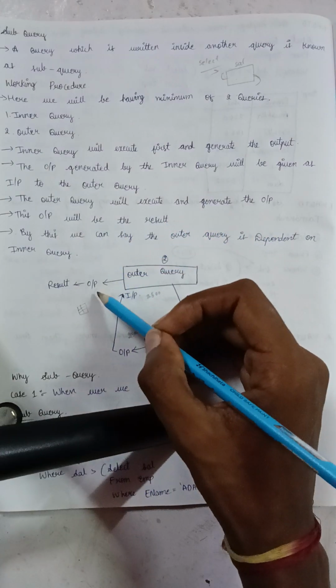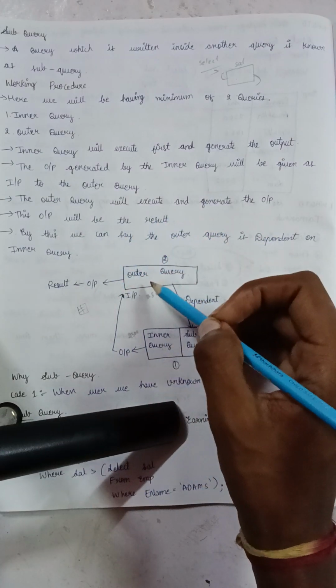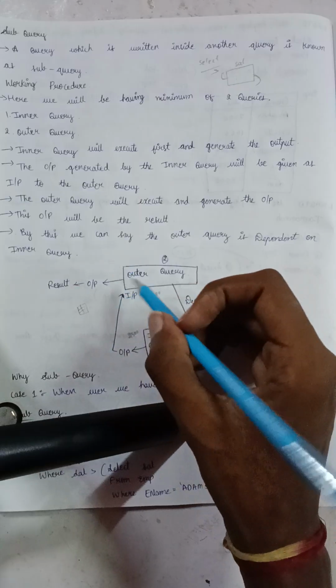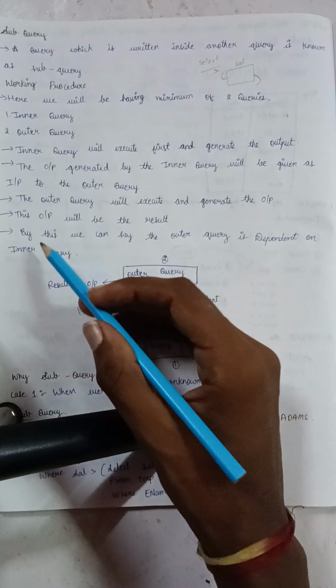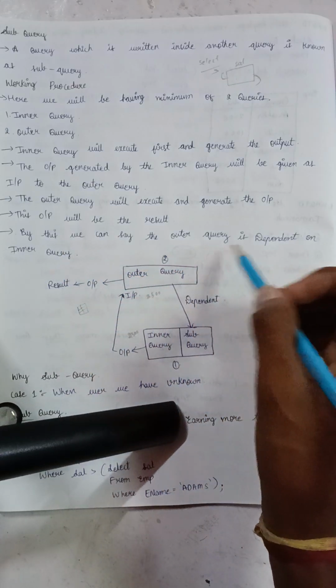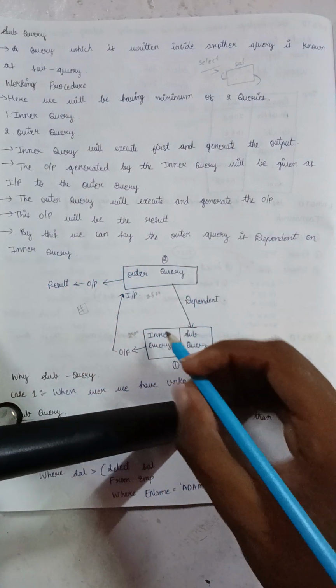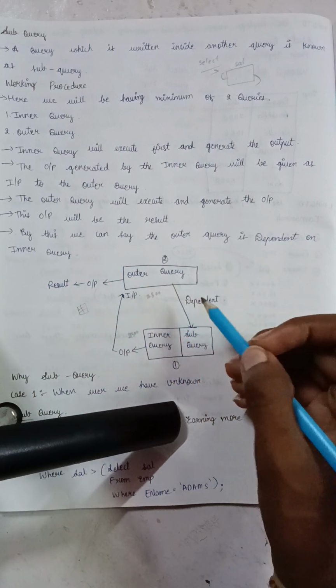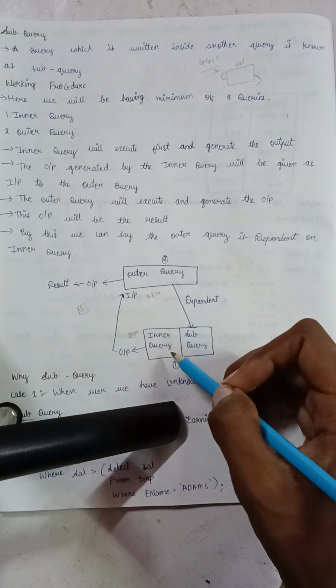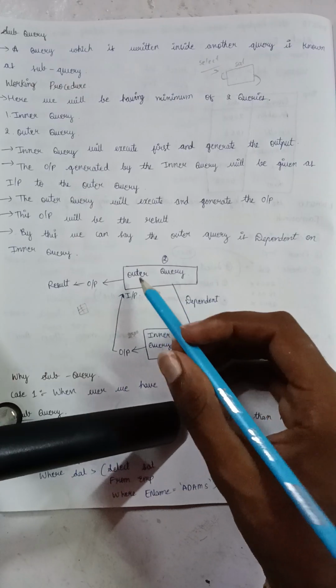The output which is generated by the outer query is the result. So it will be considered as the result. By this we can say the outer query is dependent on the inner query. Suppose there is an outer query and no inner query, then we cannot use it.